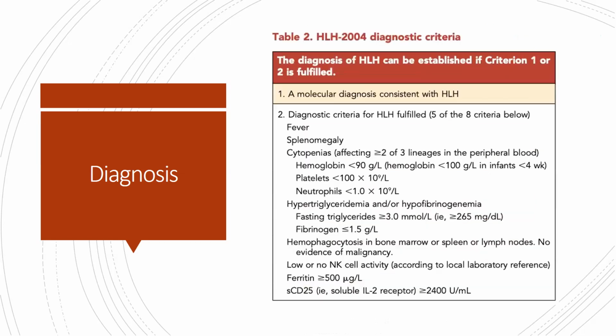So next, we can diagnose this using the HLH 2004 diagnostic criteria: if you have a molecular diagnosis which shows the genetic mutation, or if the patient fulfills 5 out of the 8 criteria below: fever, splenomegaly, cytopenia, which is almost the same as the previous one, hypertriglyceridemia, NK cell activity, ferritin, and sCD25, the receptor. So that is how you diagnose HLH.